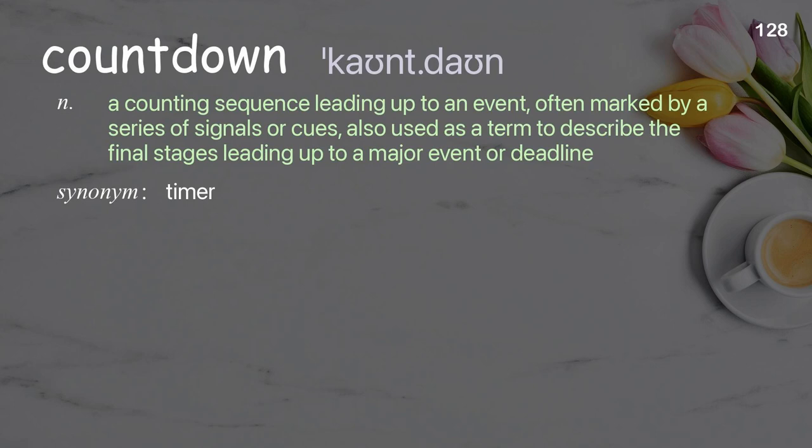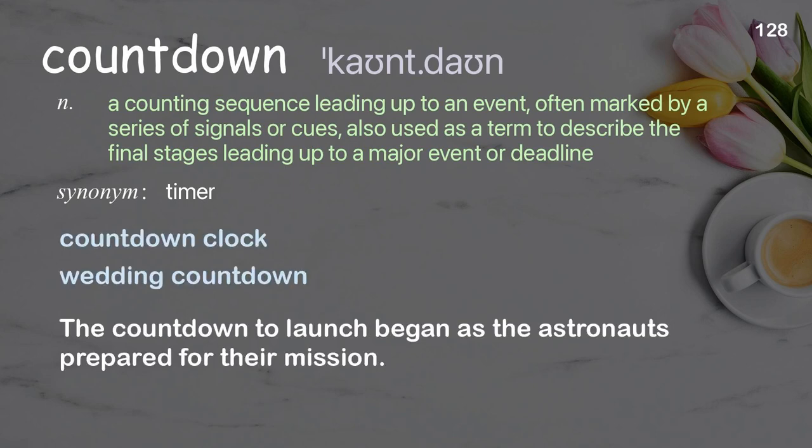Countdown. A counting sequence leading up to an event, often marked by a series of signals or cues, also used as a term to describe the final stages leading up to a major event or deadline. Examples. Countdown clock. Wedding countdown. The countdown to launch began as the astronauts prepared for their mission.